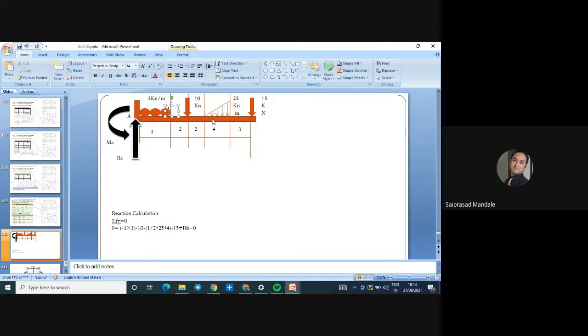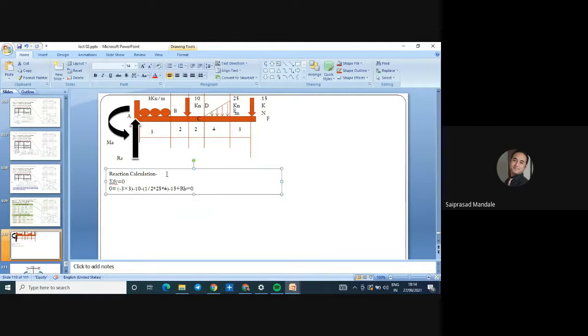Then point B, then point C, then point D, then E. Here it is F. These are the different points.